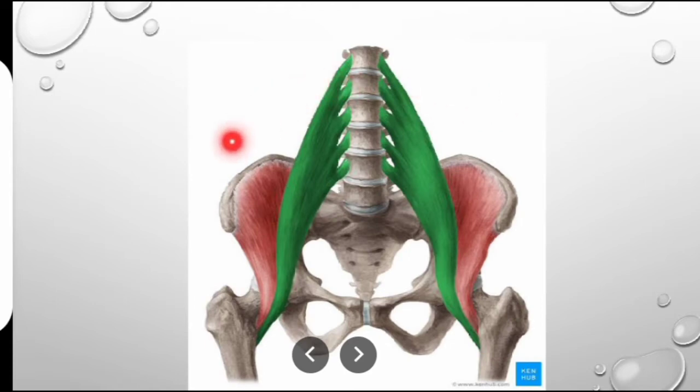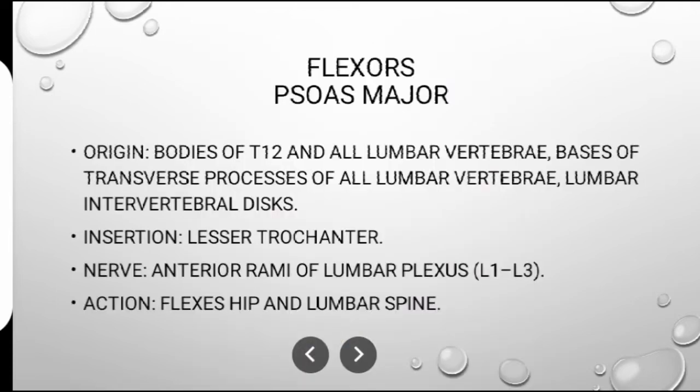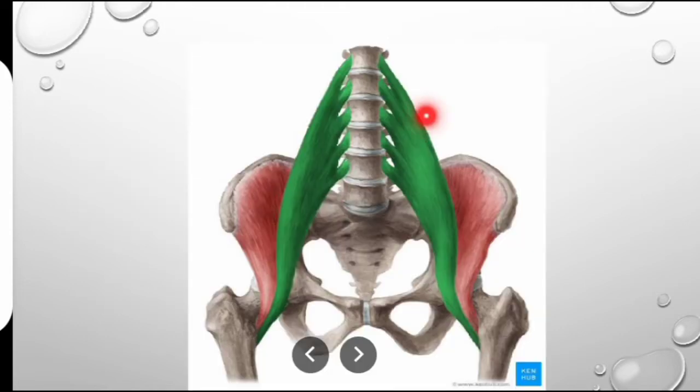The muscle in green is psoas major muscle. Nerve supply: anterior rami of the lumbar plexus. Action: involved in hip flexion and lumbar spine flexion. This is the psoas major muscle.